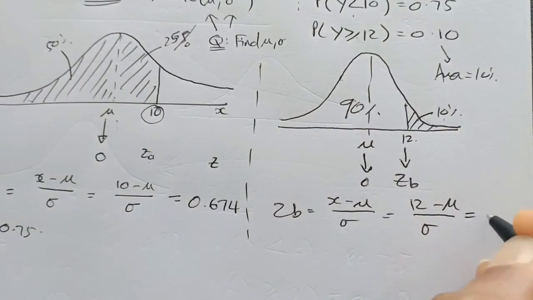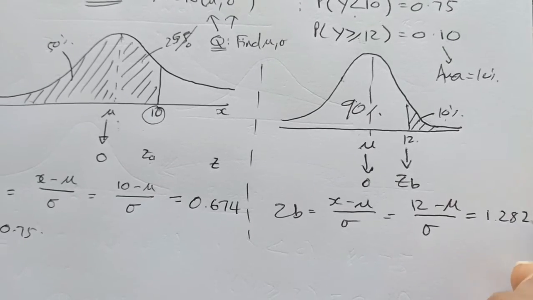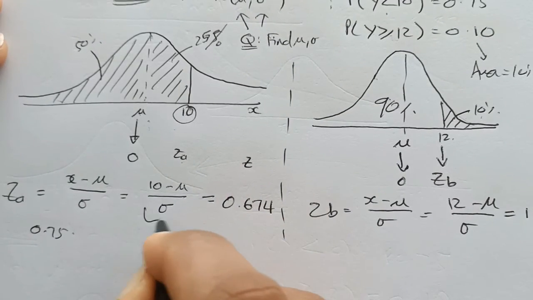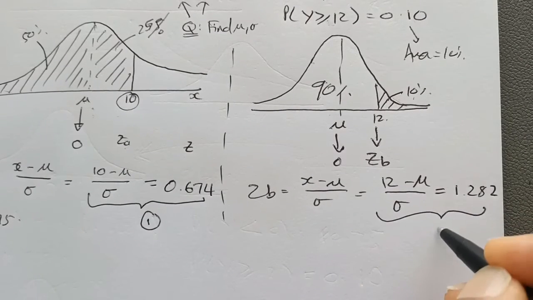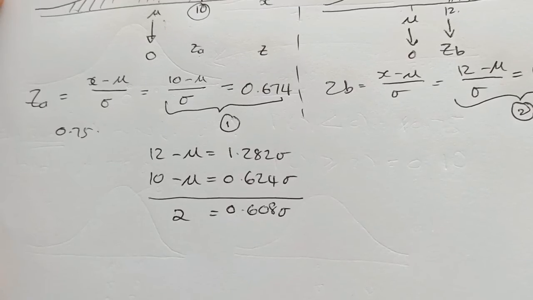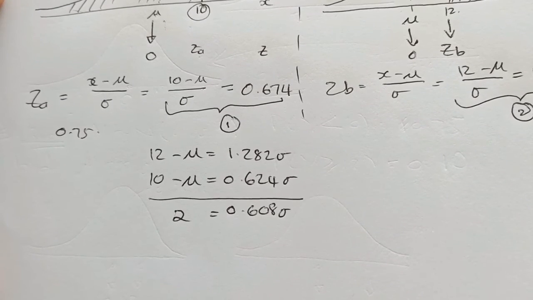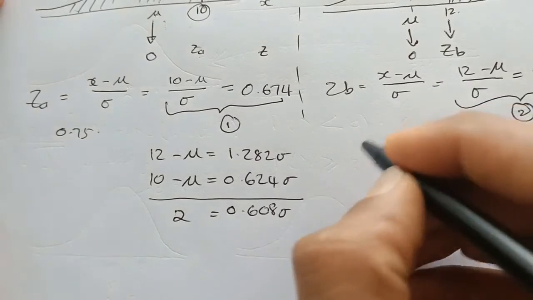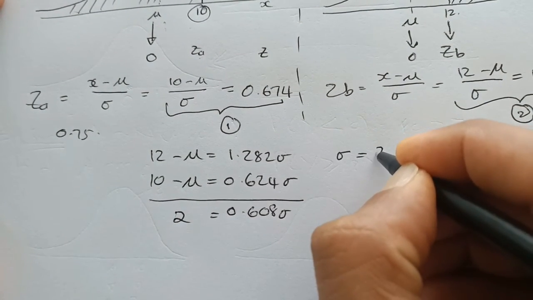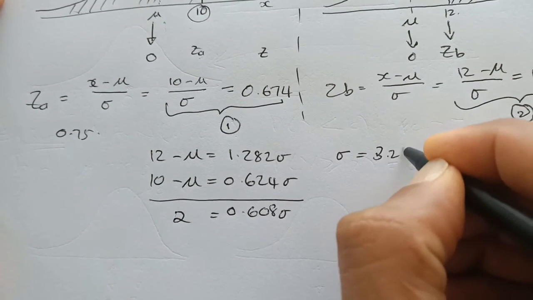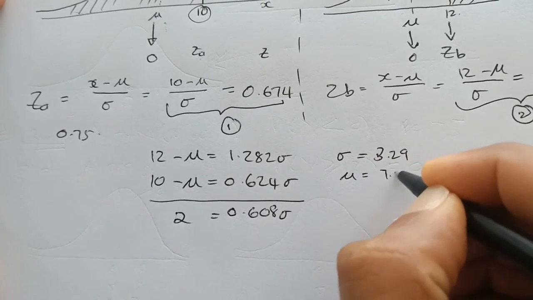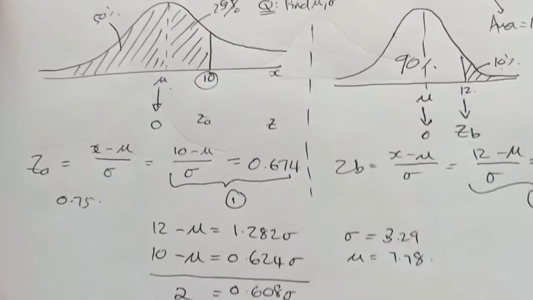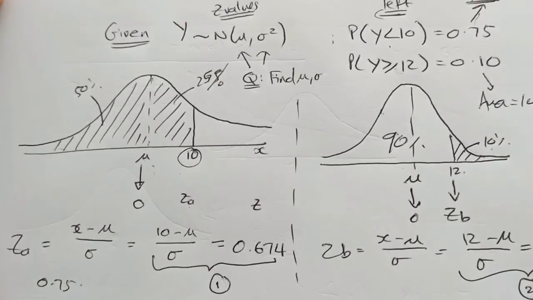Once I have this, I can solve them simultaneously. I've got two equations, equation number 1 over here, and equation number 2 over here, and I can then solve simultaneously. We can use the elimination method to get sigma equals 3.29, and the mean is equal to 7.78. Alright, and that's the answer for this question over here.